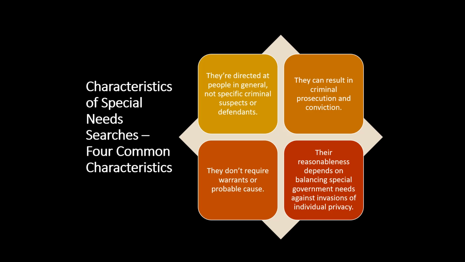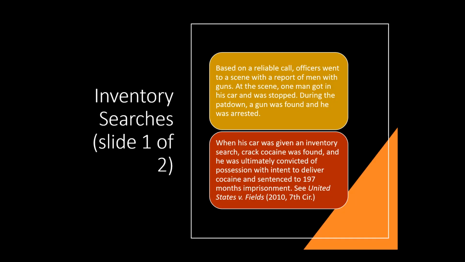It's two or more things in conflict with each other, and we use the law as a neutral referee. All right, let's go to our first one of the most common ones. We got a couple of slides on that. This is inventory searches.